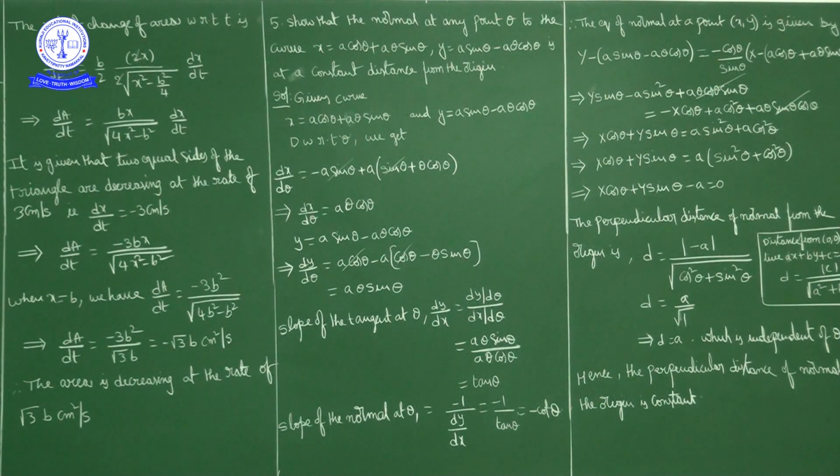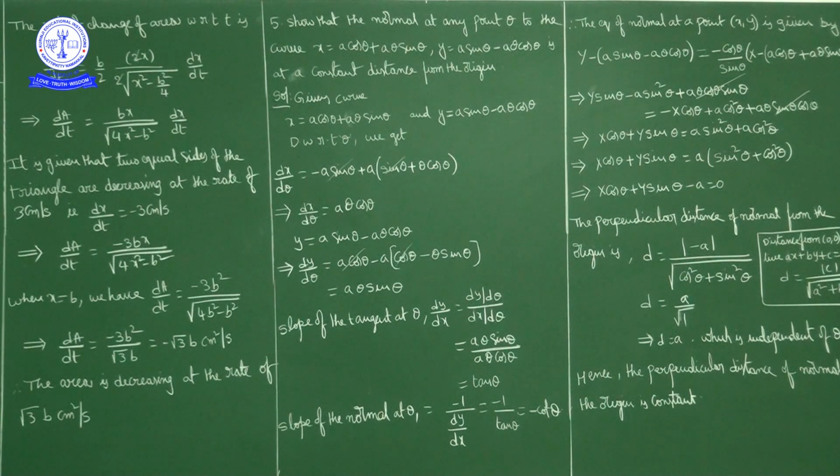Negative means the area is decreasing, positive means increasing. So the area of the triangle is decreasing at the rate of root 3b centimeter square per second when the two equal sides are equal to the base.